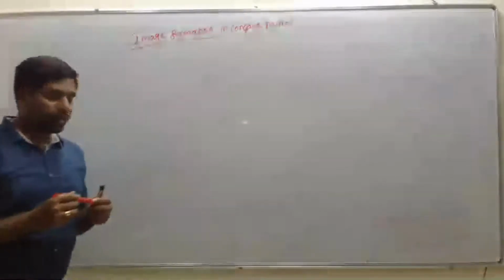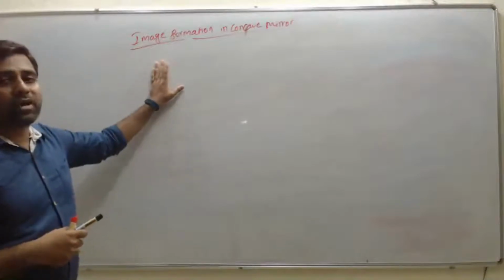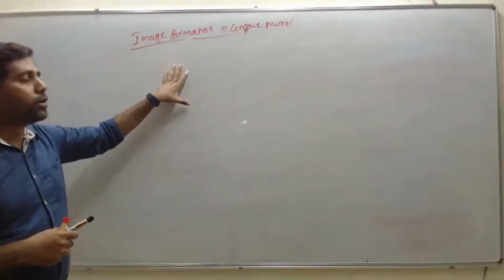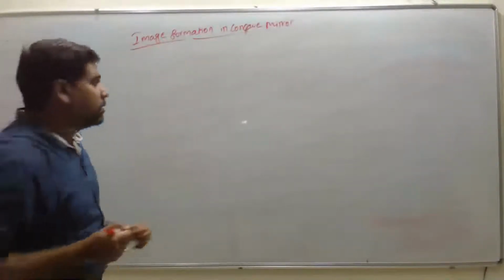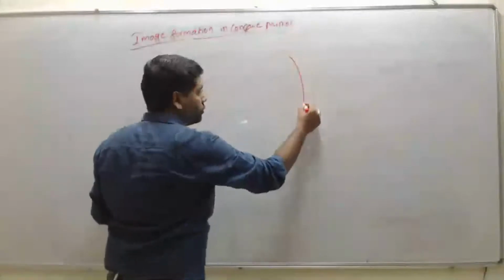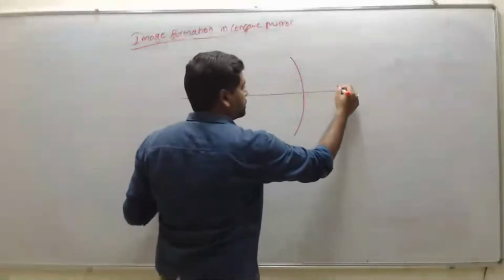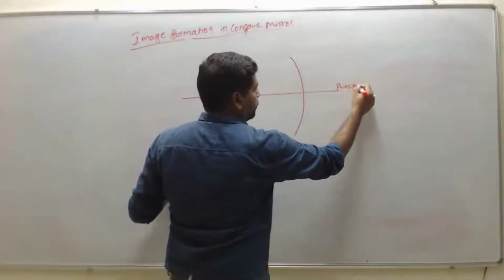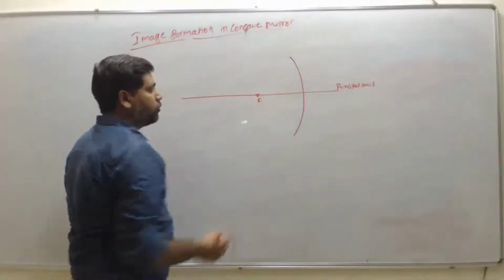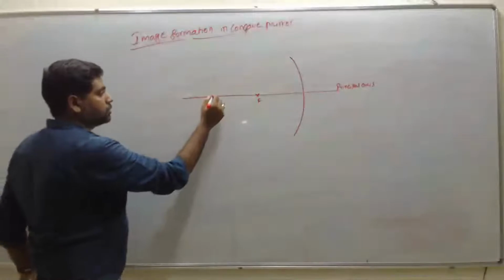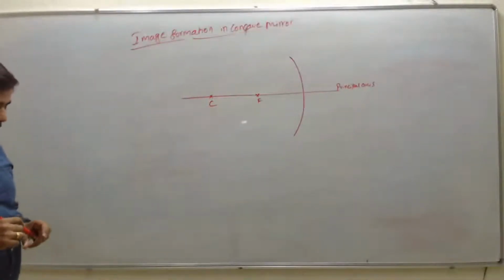To form the image of an object, we have to take a minimum of 2 rays, trace that one path, and at the point of meeting we get the image of that object. So directly, this one is the concave mirror and this one is the principal axis. Here we have one point, that is the focus point, and the second point is the center of curvature, right?